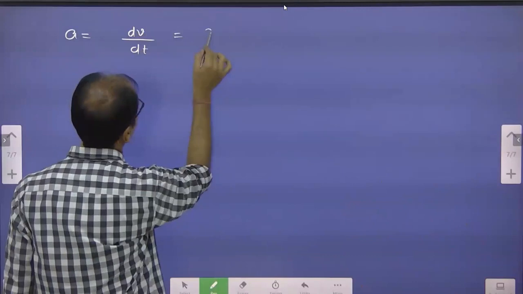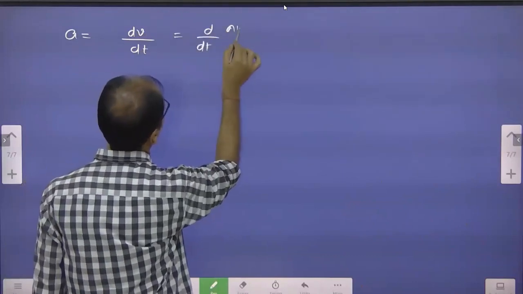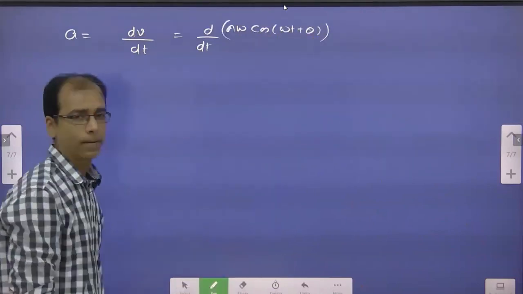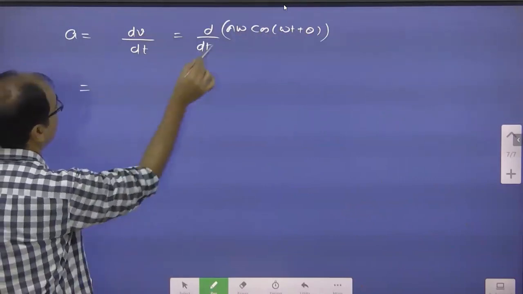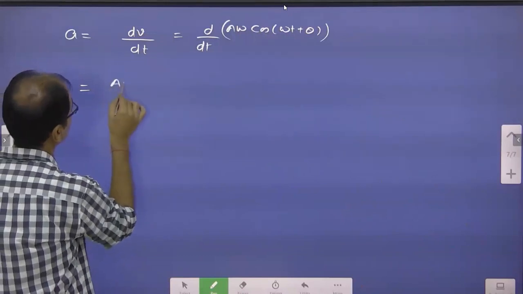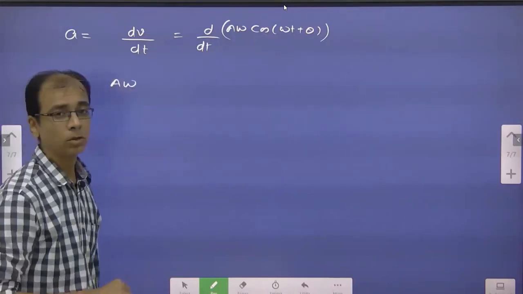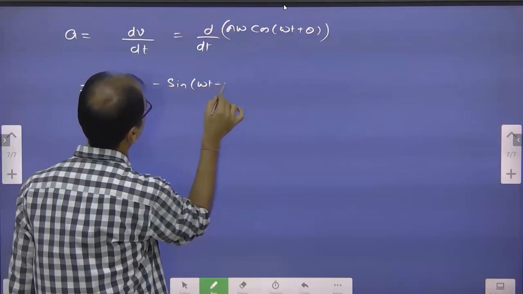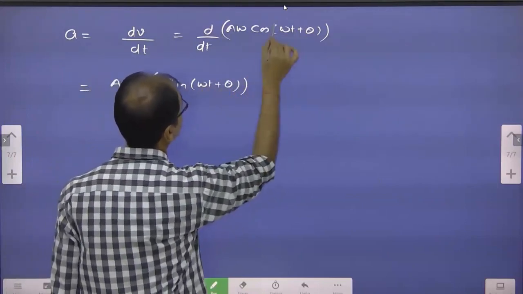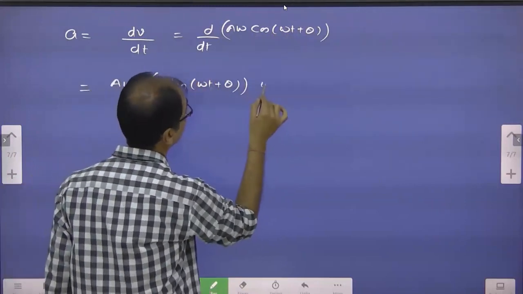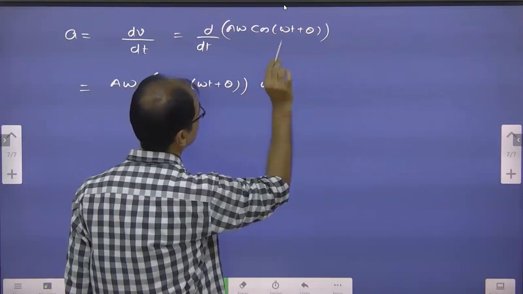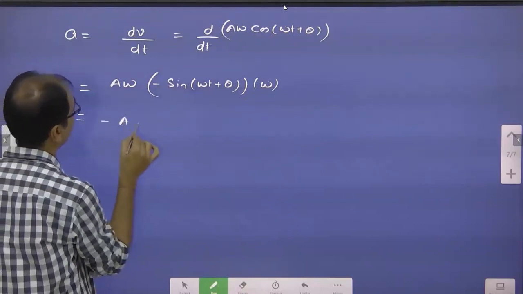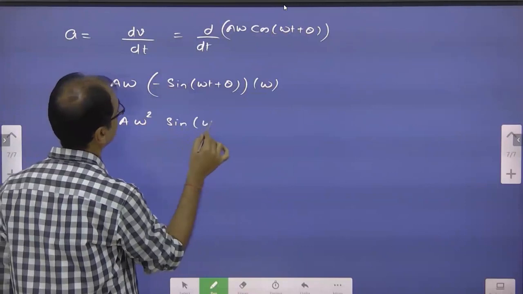And what is v? We saw v was A omega cos(omega t plus theta). This is what we saw v as. To differentiate that: A is amplitude, that's constant, omega is constant. Now what to differentiate? Cos(omega t plus theta). The differentiation of cos is minus sine, so minus sine(omega t plus theta). Then the differentiation of the inside is omega: t's differentiation is 1, theta's differentiation is 0, so only omega. Now what we have? Minus A omega square sine(omega t plus theta).